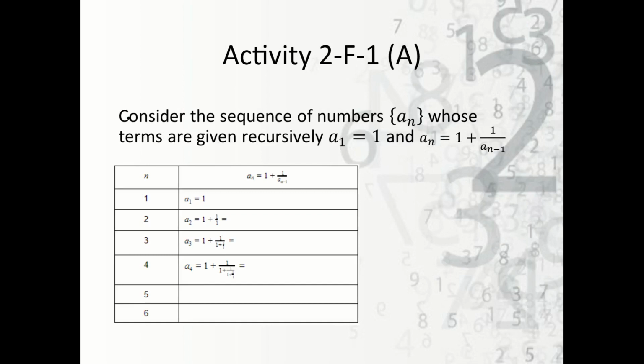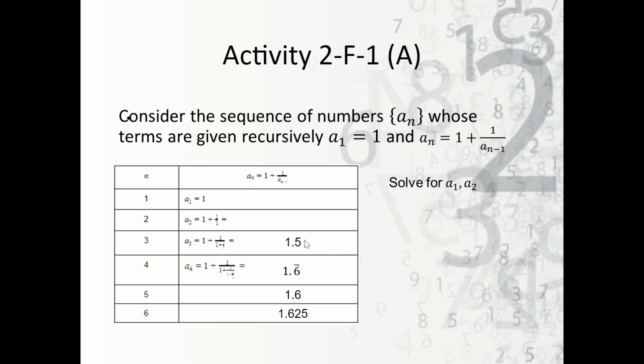So it says, consider the sequence of numbers a sub n whose terms are given recursively. a1 is equal to 1, and a sub n is equal to 1 plus 1 over a sub n minus 1. Well, it follows this pattern here, and this becomes pretty complicated as you go through it. But if you solve these, we should notice that a3 is 1.5, a4 is 1.6 repeating, a5 is 1.6, and a6 is 1.625.